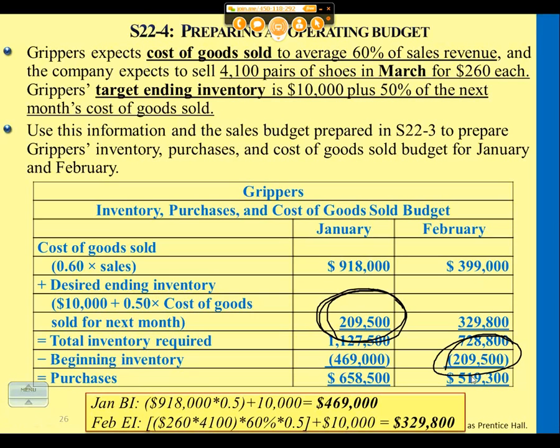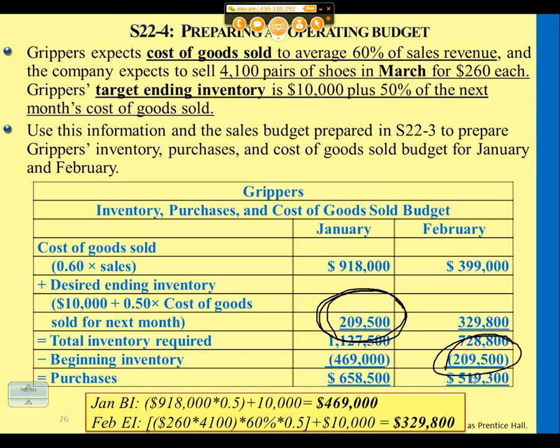The next month cost of goods sold. So you're adding, you're doing the 10 next, so plus 10,000? Target ending inventory. What is an ending inventory? It's the beginning inventory of the next month, right? So you have a rule. Target ending inventory is 10,000 plus 50% of the next month cost of goods sold. Okay? You're trying to find the beginning inventory for January.